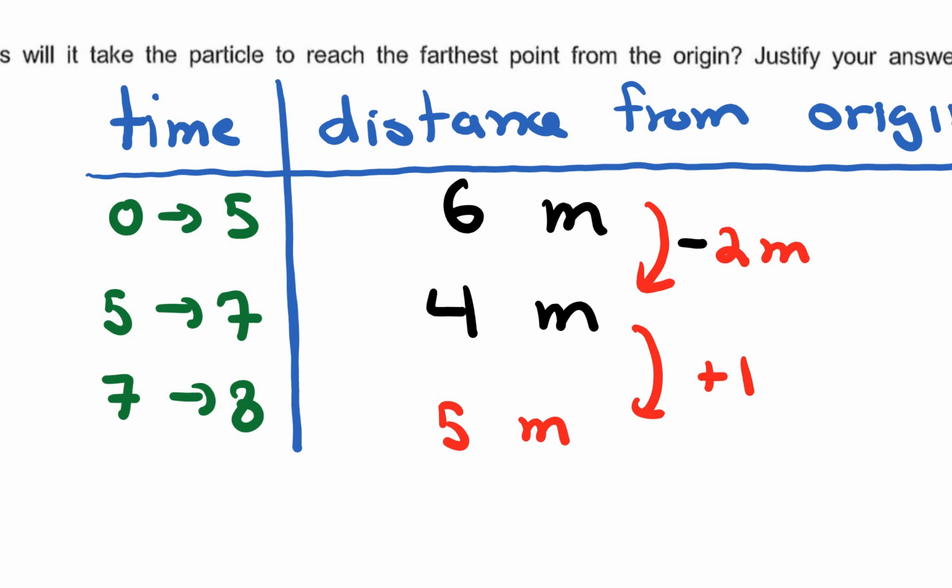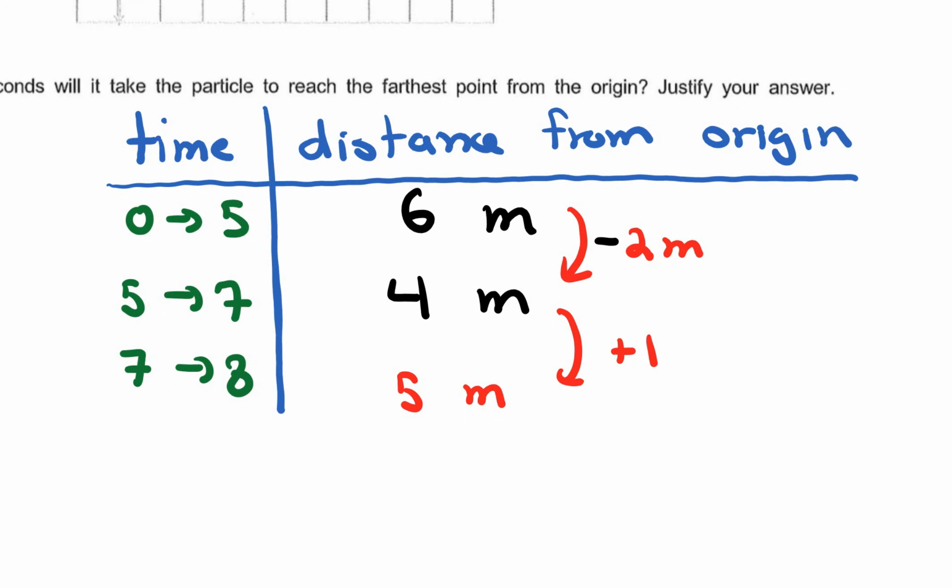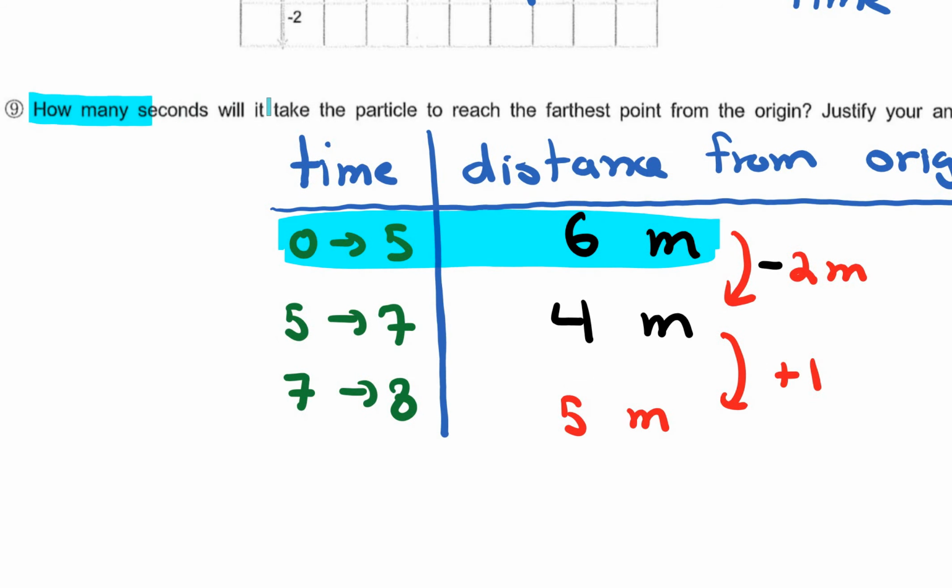So when I take a look at all the distances here, it looks like from here to here, this is the farthest distance from the origin, right? We're 6 meters away from the origin. So how many seconds will it take for the particle to reach this farthest point from the origin? I would say it would be 5 seconds, right? From 0 to 5 is 5 seconds.